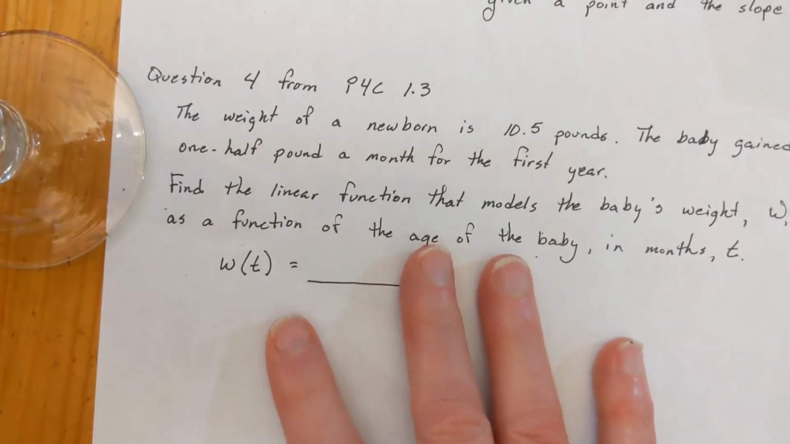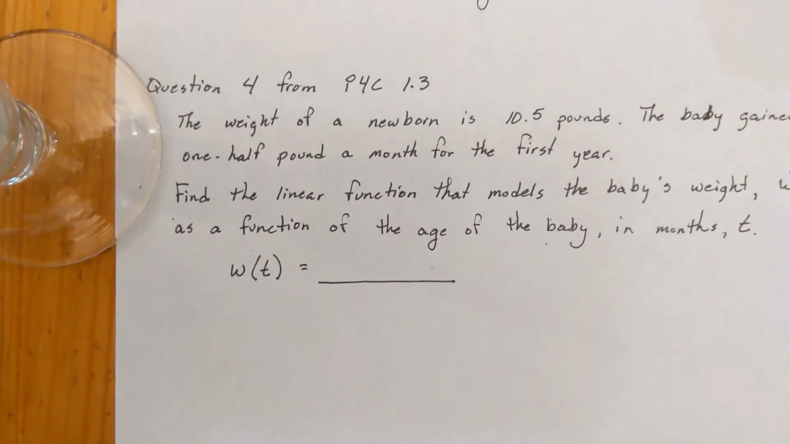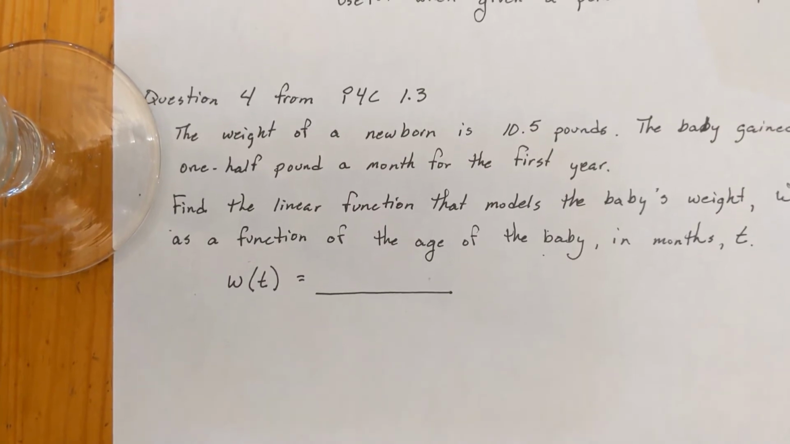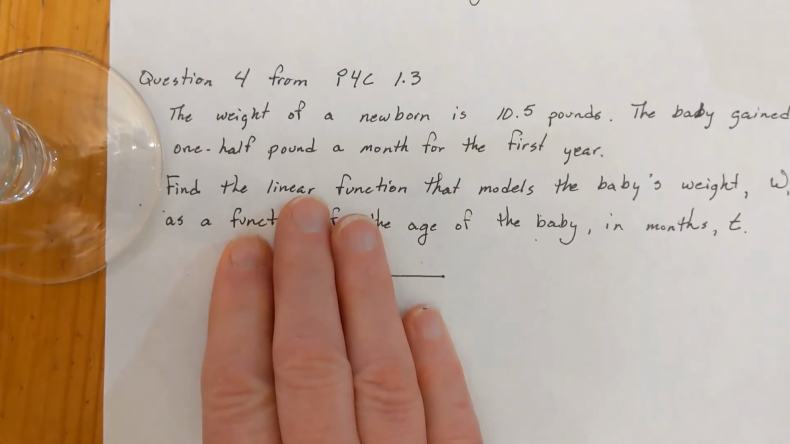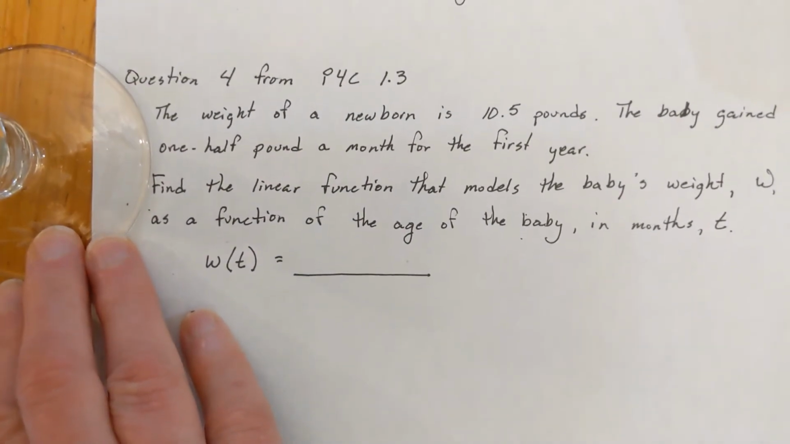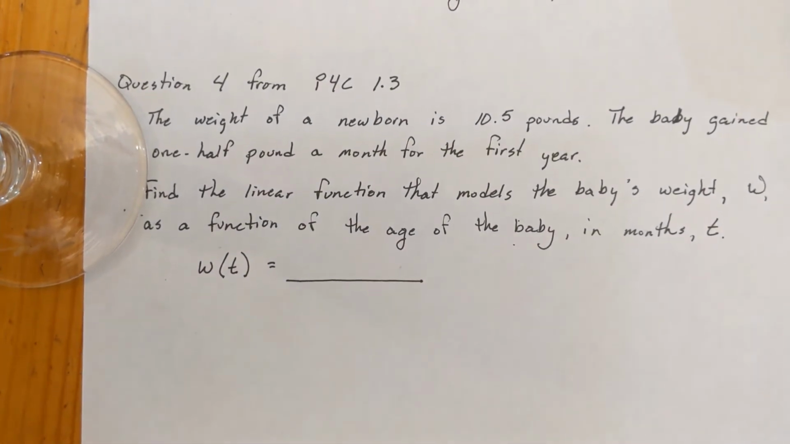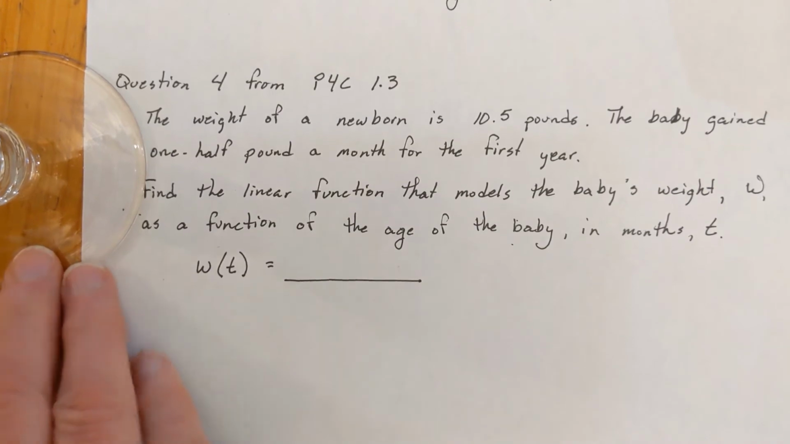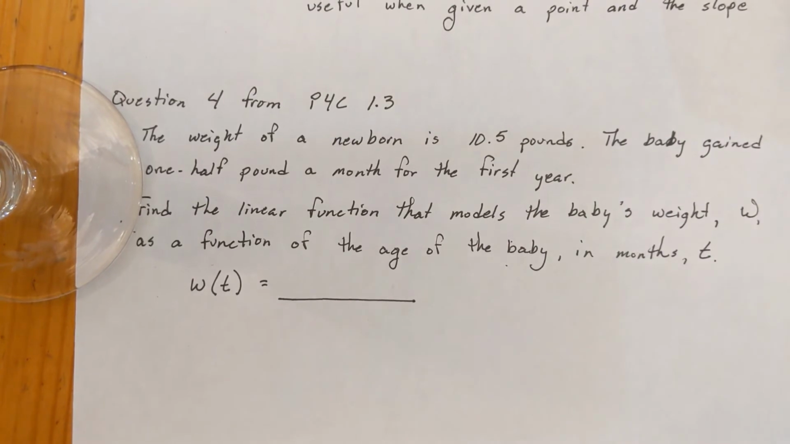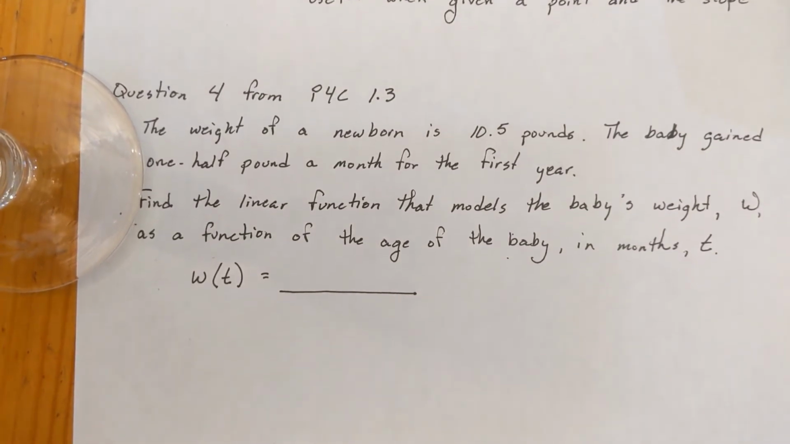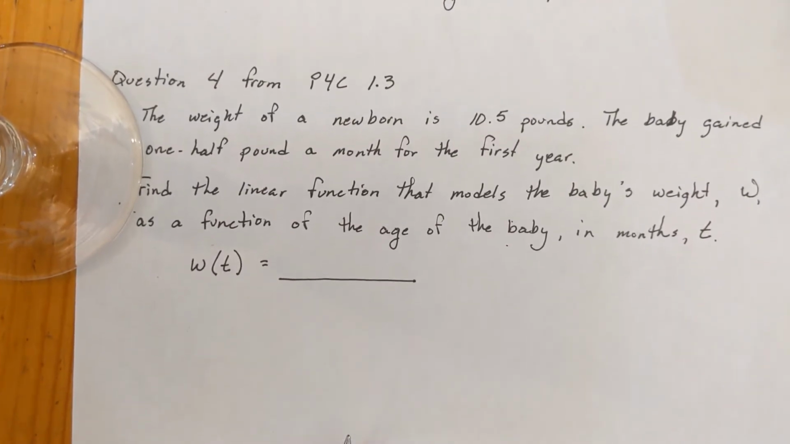Then we were asked specifically how to do question 4 from the Prepare for Class work. I've transcribed one version of it here. Differences were the weight and the rate of gain. So the weight of a newborn is 10.5 pounds. That's a very big baby. The baby gained 1/2 pound a month for the first year. And anyone who's raised a child knows that's not really realistic, but for this situation, that's what we're assuming.